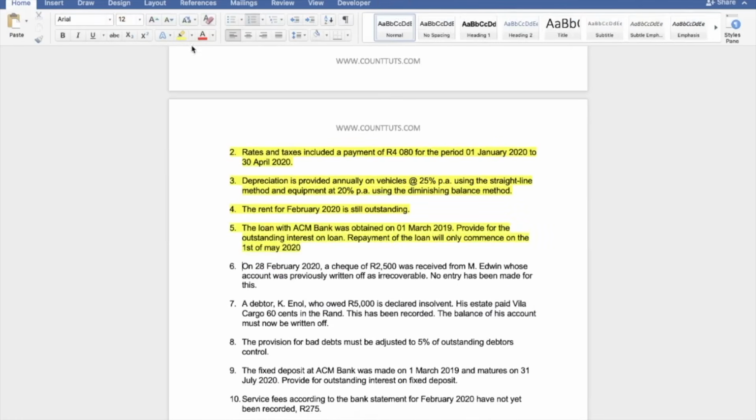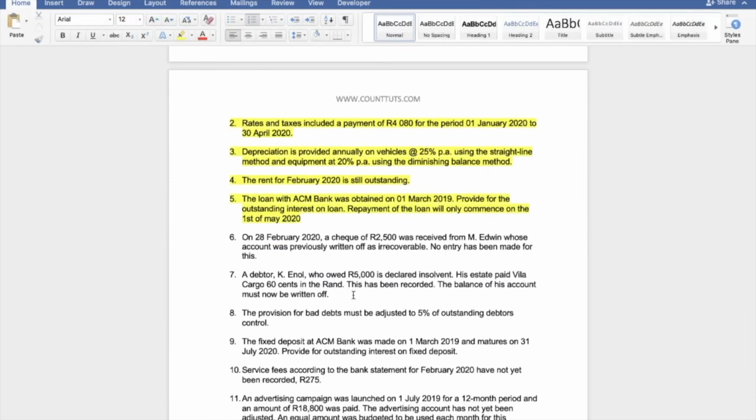Let's look at the sixth one. On the 28th of February 2020, a check of 2,500 was received from M. Edwin, whose account was previously written off as irrecoverable. No entry has been made for this.